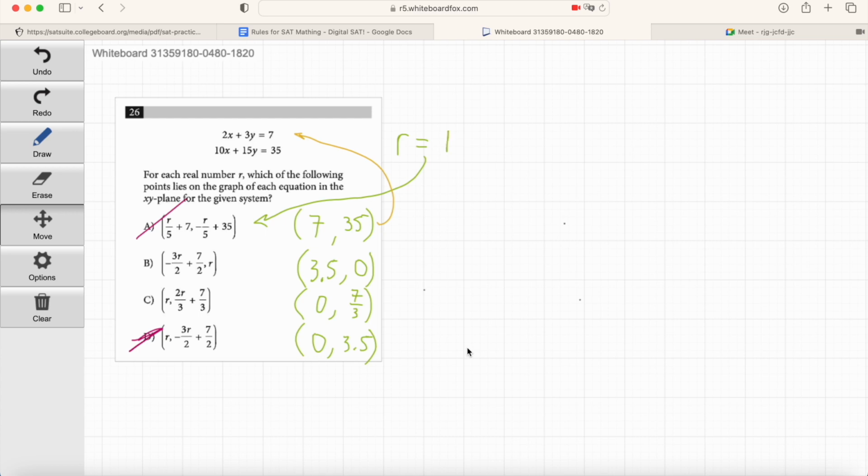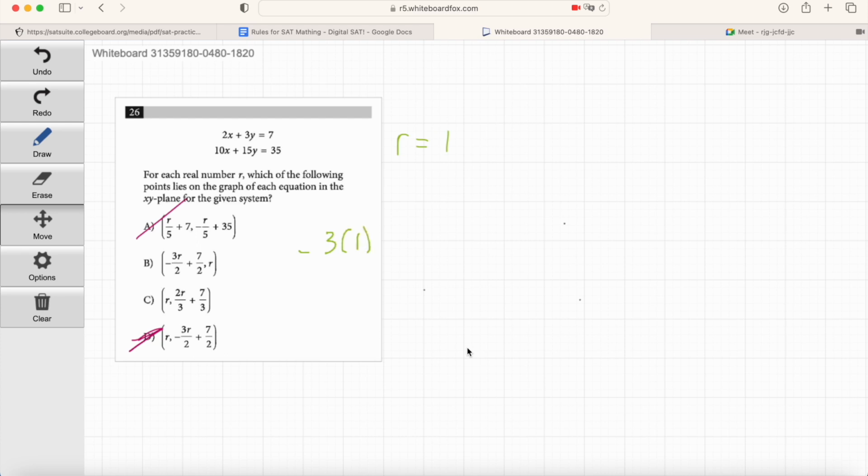Okay? Now, we still don't have to worry about answer choice A and answer choice D because those values didn't work when R was 0. It's just between B and C. But now we have to calculate the new X and Y values when R is 1. So I'm going to plug in the 1 for R. If we do that for answer choice B, we get negative 3 times 1 over 2 plus 7 over 2, comma 1. Does that make some sense?